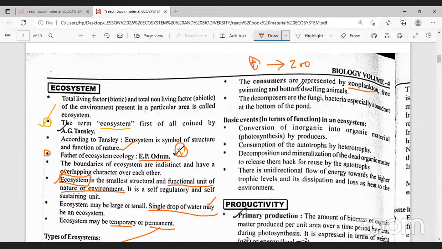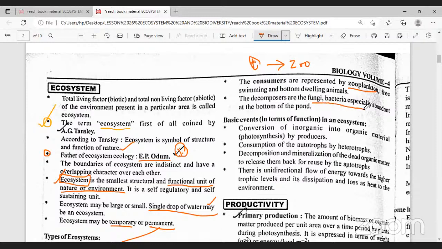are all consumers. Because productivity means the solar energy utilized by the plant to produce food material that is consumed by the consumer. That consumer is zooplankton. We are also consumers, we are omnivores, isn't it? Plant, animals, whatever it may be, we consume. And then the decomposers are the fungi and bacteria, especially abundant in the bottom of the pond.